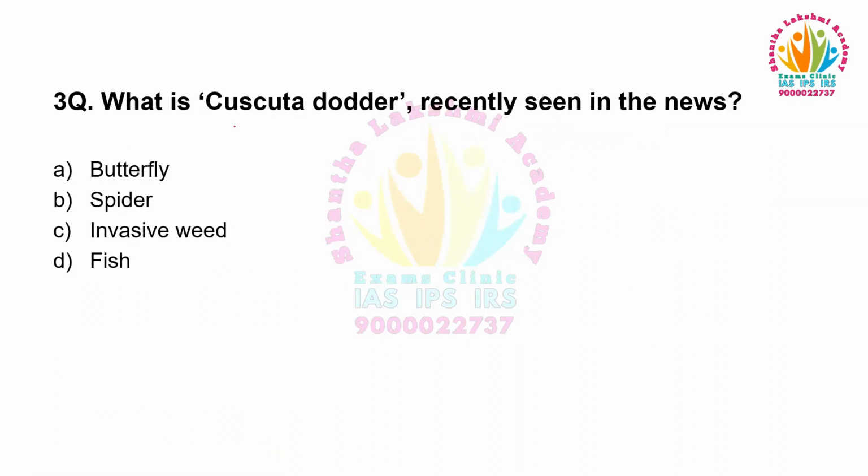What is Cuscuta dodder, recently in the news? Option A, butterfly. Option B, spider. Option C, invasive weed. Option D, fish.